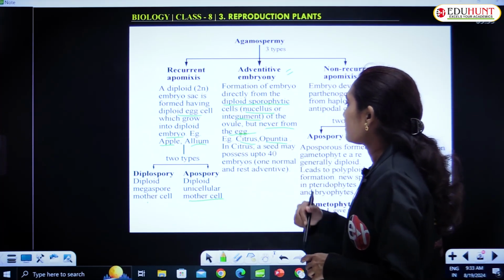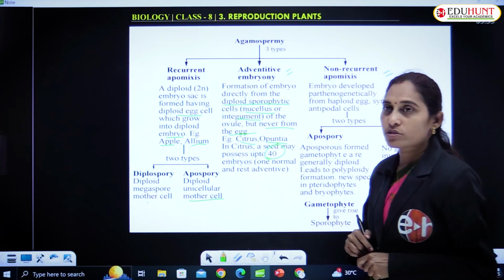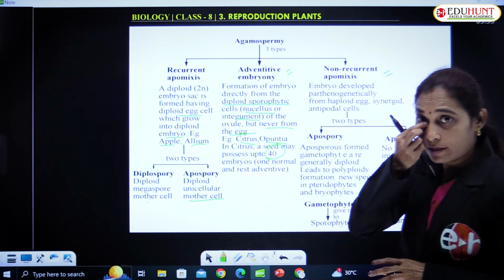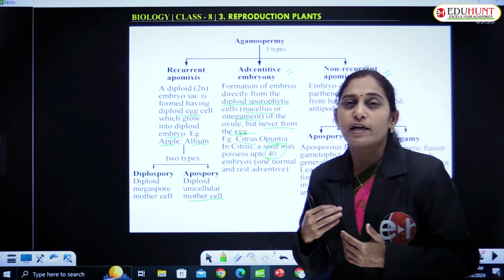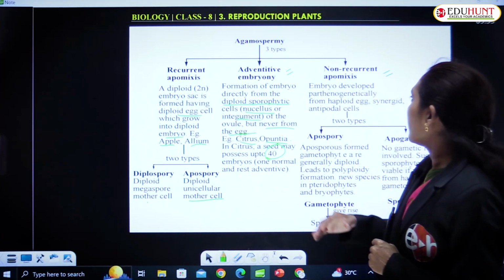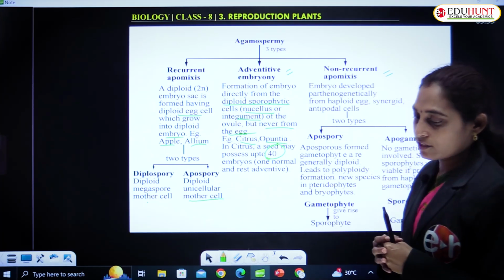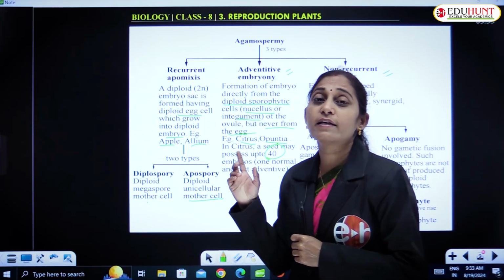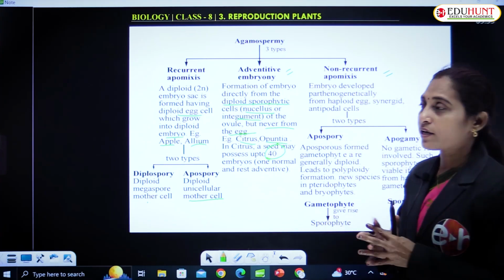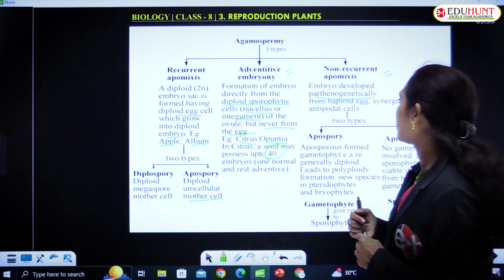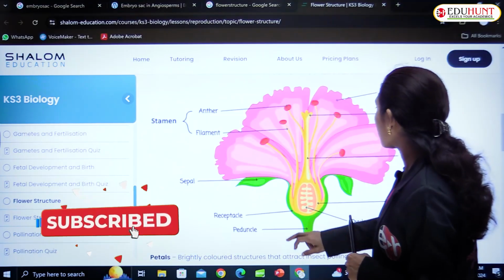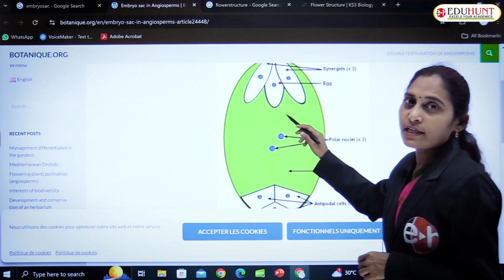Example, citrus and opuntia. In citrus, a seed may possess up to 40 embryos, one normal and the rest adventive embryos. This is called adventive embryony, or polyembryony, where there are more numbers of embryos. In non-recurrent apomixis, the embryo develops parthenogenetically, that is without fertilization. Actually, embryos develop only after fertilization, but in asexual mode these embryos develop without the fusion of gametes. That is called parthenogenesis, from the haploid egg, synergids and antipodals. These are structures of the embryo sac, and each one can give rise to an embryo.